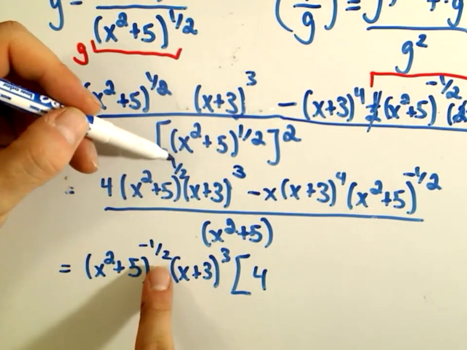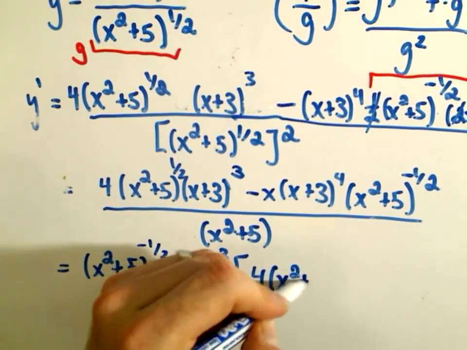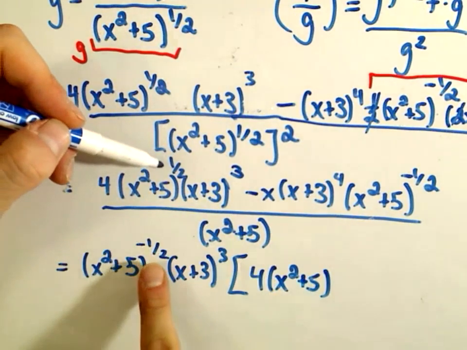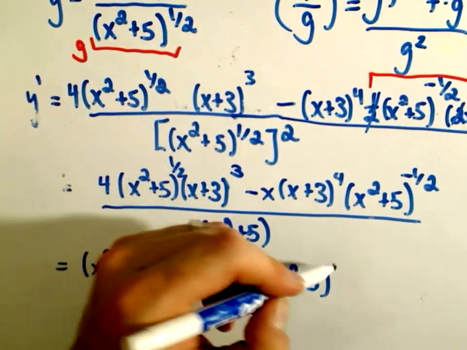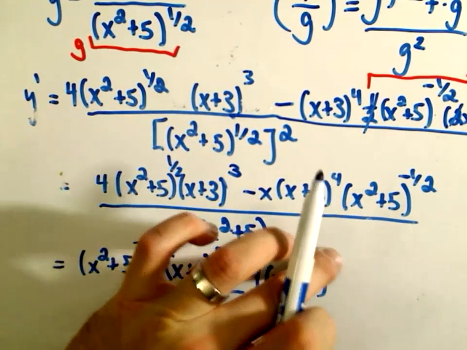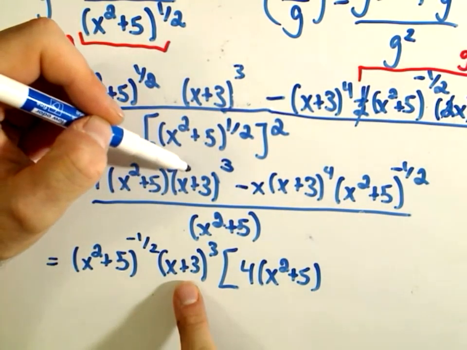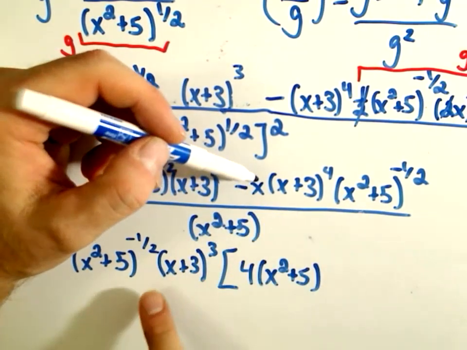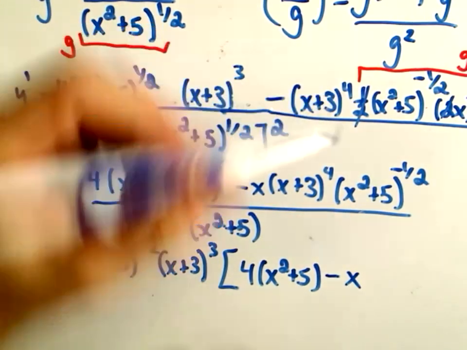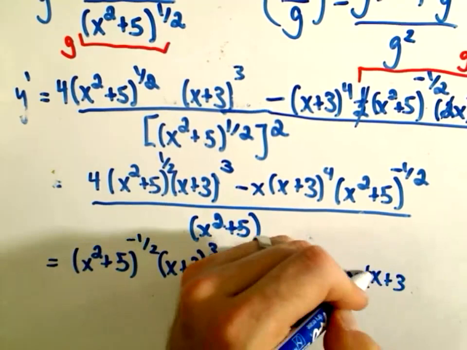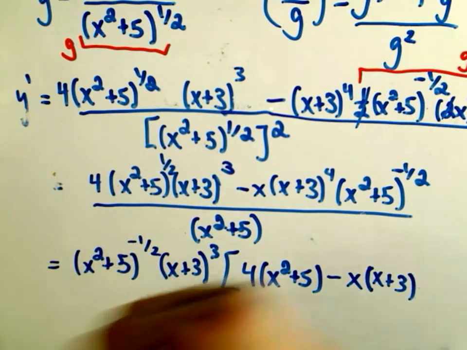Now notice our powers don't agree on the x squared plus 5. So that means I'm going to have to multiply it by some power of x squared plus 5. Well, what would that power be? We need the exponents to add up to positive 1/2. Well, negative 1/2 plus 1 is positive 1/2, so we just need 4 times x squared plus 5. And then we pulled out the correct power on the x plus 3. Go through the same argument for the other term. We didn't do anything with the minus x. It's still in there. We didn't pull out the correct power on the x plus 3. I think we're going to need an x plus 3 to the first power. But then we did pull out the correct power on the x squared plus 5 to the negative 1/2.